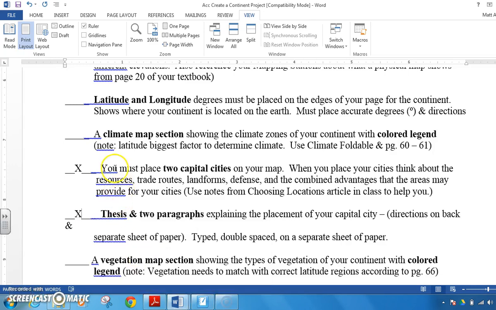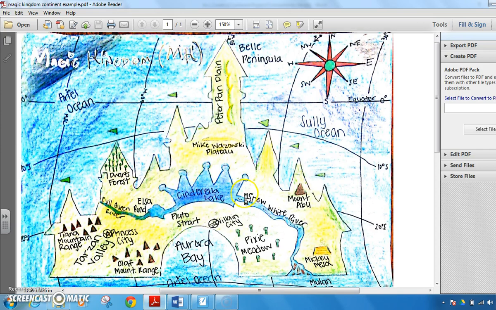Let's scroll back to the project here. It says this: you must place 2 capital cities on your map. And when you place your cities, think about the resources, landforms, defense, trade routes, and a combined advantage that the areas may provide for your cities. Use your notes here. If I'm taking my Magic Kingdom example, out of anywhere on your map, you can place 2 cities. The 2 cities by the student that have been placed are Villain City right here, and then Princess City right here. Notice the names actually correspond with the themes themselves.